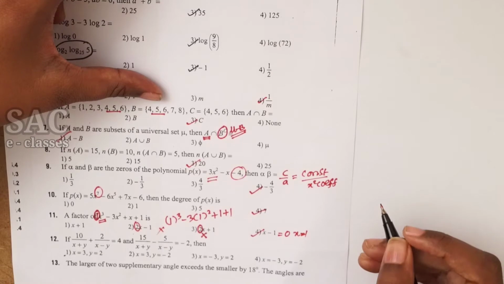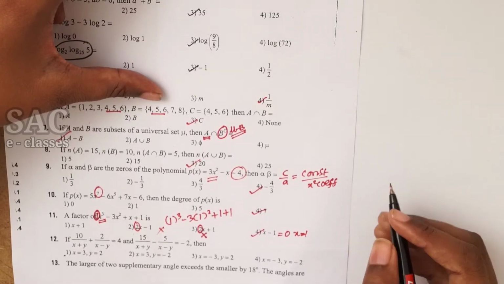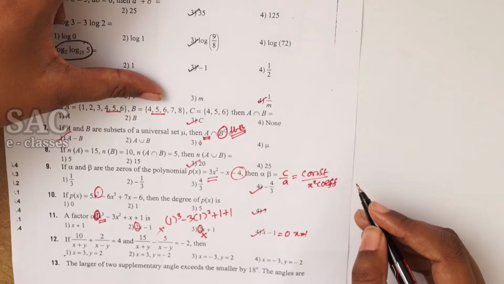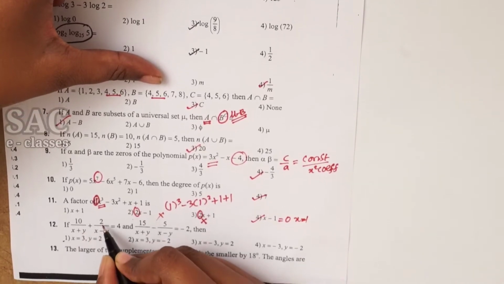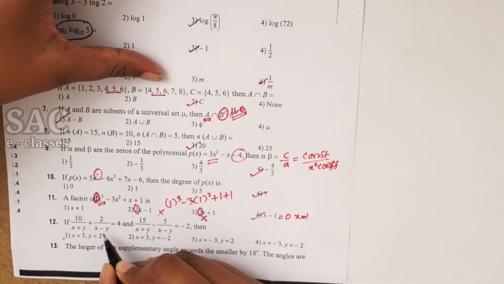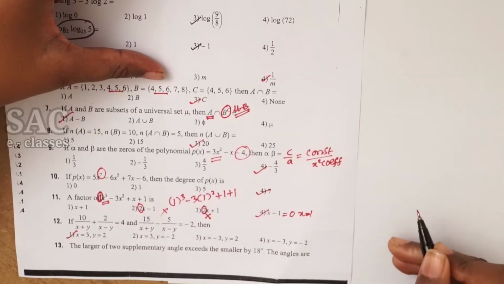We are getting 0, so option 4 is correct. Coming to problem number 12: 10 by x plus y plus 2 by x minus y equal to 4. Rather than solving this, just verifying the options is the better thing. Here x plus y is, first of all, 3 plus 2, 5, so 10 by 5 plus 2 by 3 minus 2, 2 plus 2, we got it. So option 1 is the correct one.